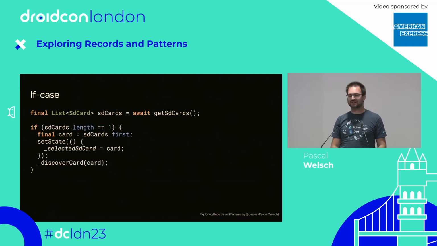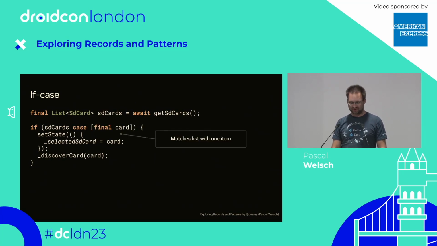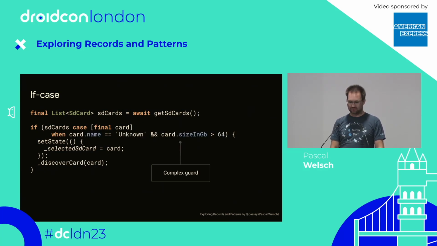So the actual code is like, I check for the length of 1. I want a list of length 1, and I assign the first thing to a variable called card. It checks for the pattern, a list with one single element, and I assign this one element to card. Okay, that's something we have to use in the future, and of course you can use the guard clause here as well.